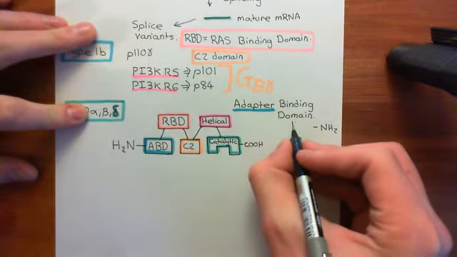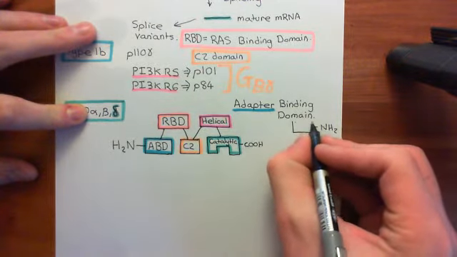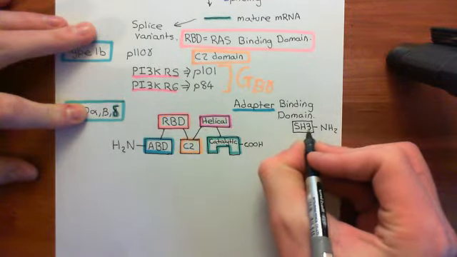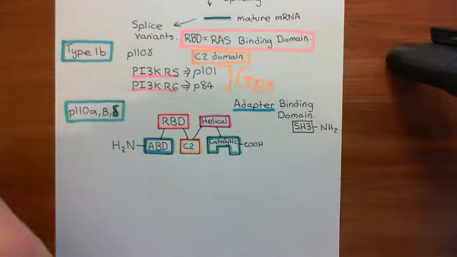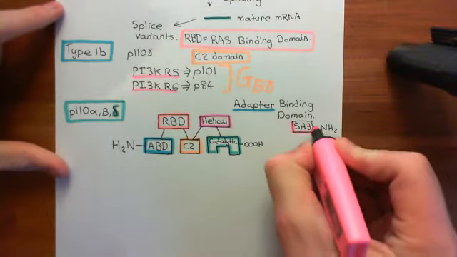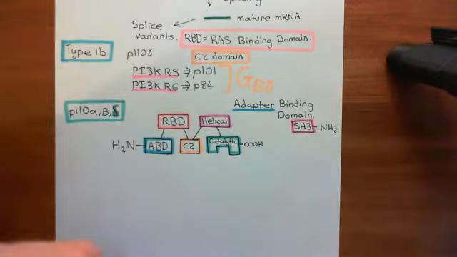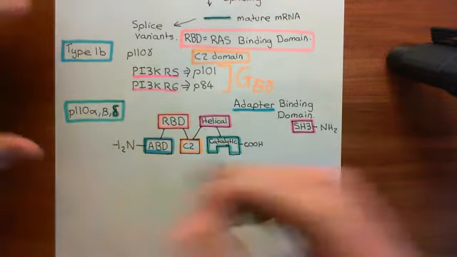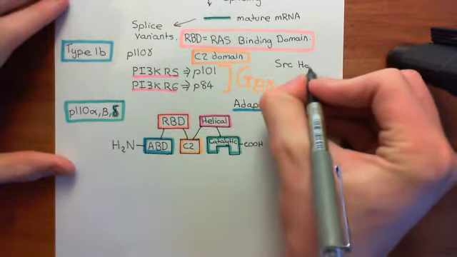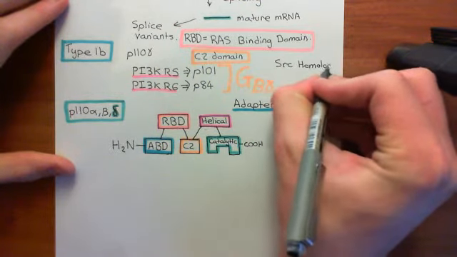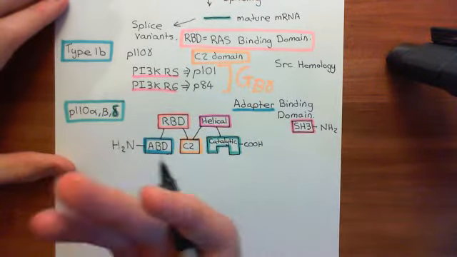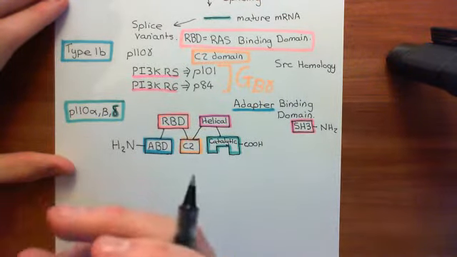Now the first domain that you have is a very famous domain that's present in a huge number of different proteins. It's known as the SH3 domain. So I'll colour in this SH3 domain in pink here. So what does this stand for? Well, SH3 stands for Src homology 3 domain. S is for Src. Src is a tyrosine kinase enzyme that's present within the cytoplasm.